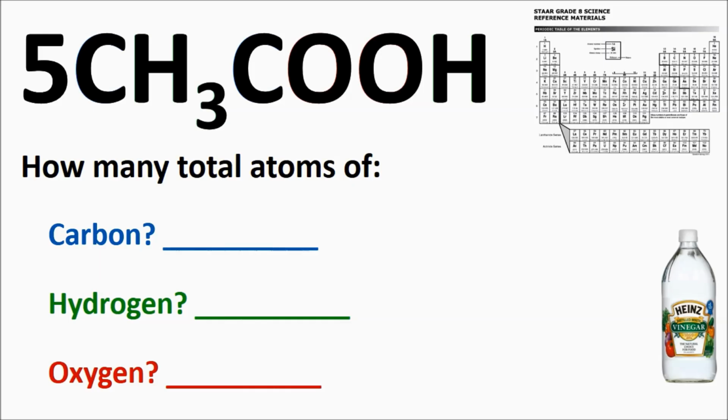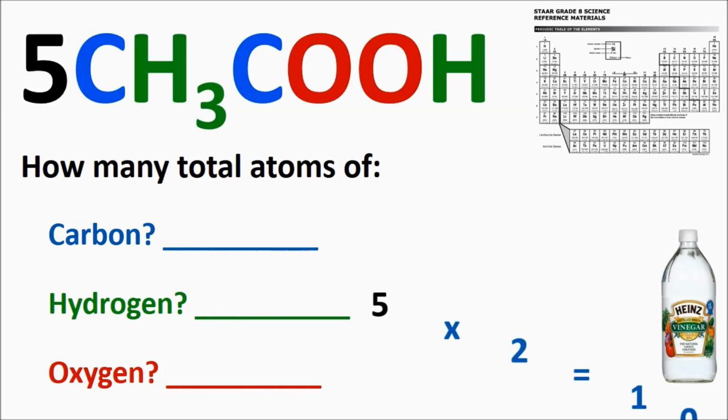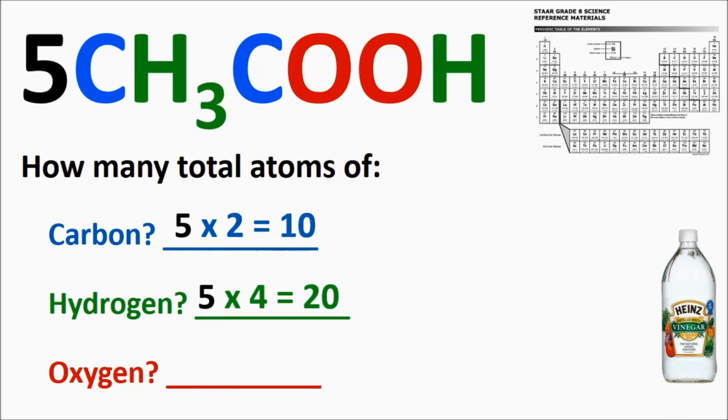All right, now this one added an extra challenge. We not only have the element symbol written more than once, but we also have a coefficient. So because the coefficient is 5, you have to multiply everything in the formula by 5. To get the total number of carbon atoms, we have 5 times 2, which equals 10. Total number of hydrogen, 5 times 4, which equals 20. And the total number of oxygen atoms would be 5 times 2, which equals 10.